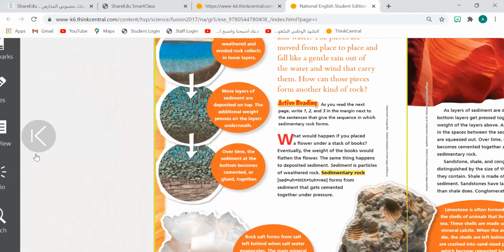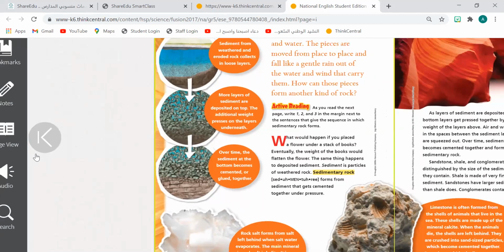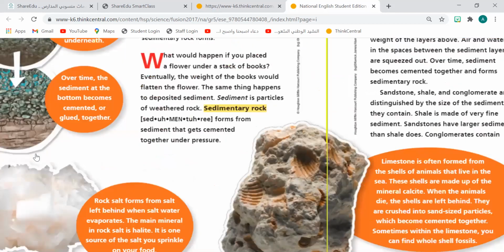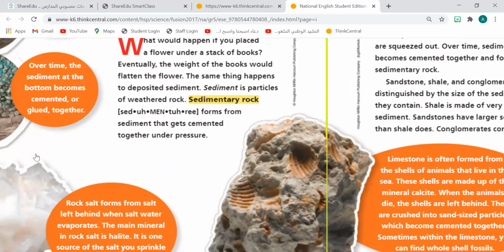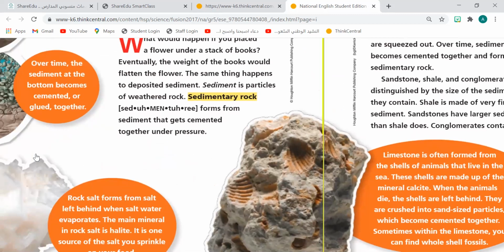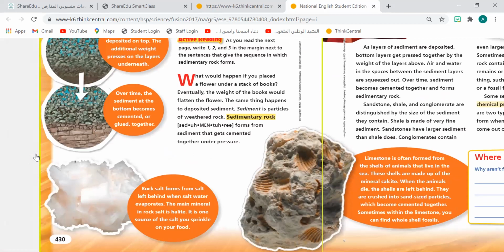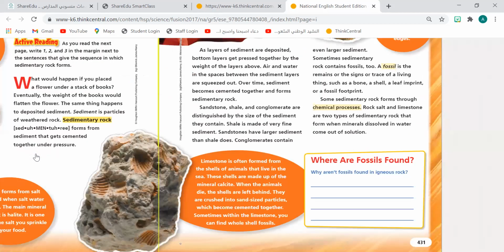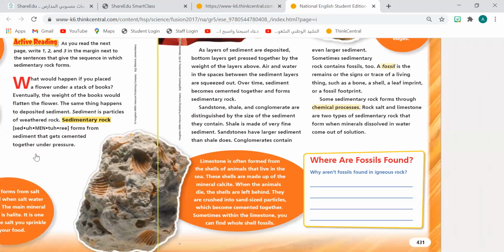Sometimes, guys, not only rocks will be pressured and formed over here. Sometimes you can find fossils. Do you know what fossils are? Who can tell me? Skeleton. Excellent. The skeleton or the remains that are buried underground. The remains of an animal. Excellent. Or a living thing.